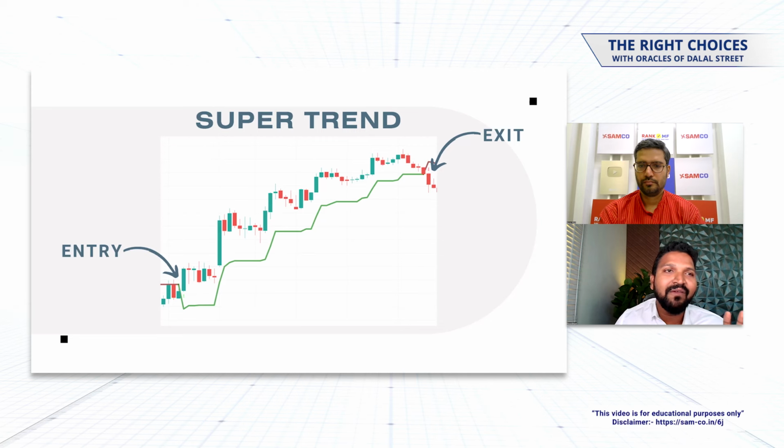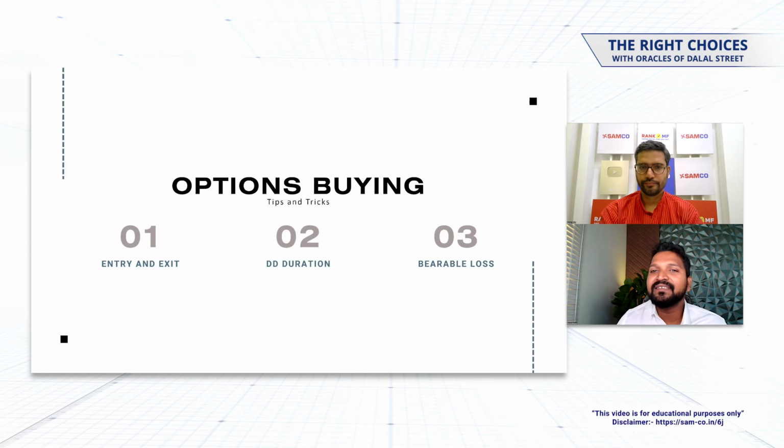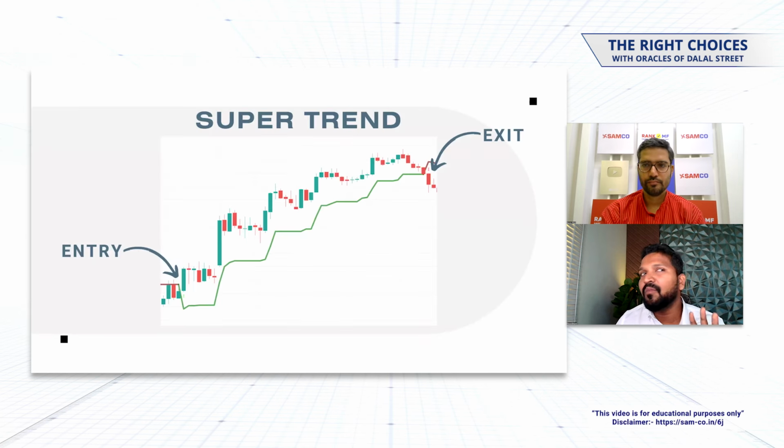Because if you're doing it manually, lots and lots of things will try to force you to cut the trade, maybe on the profit side as well as on the losing side. So following a system is a very, very hard thing. The first thing is that the entry and the exits are the most important thing.